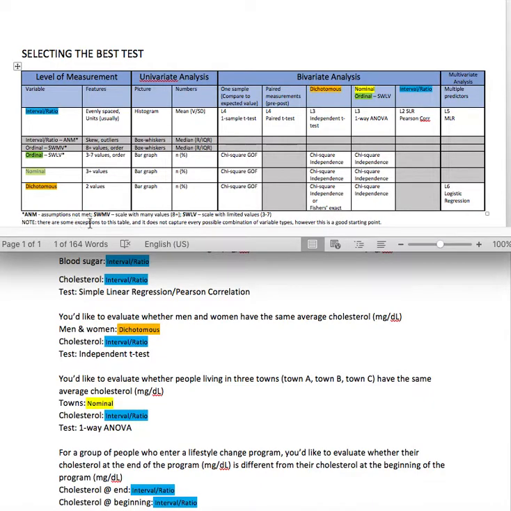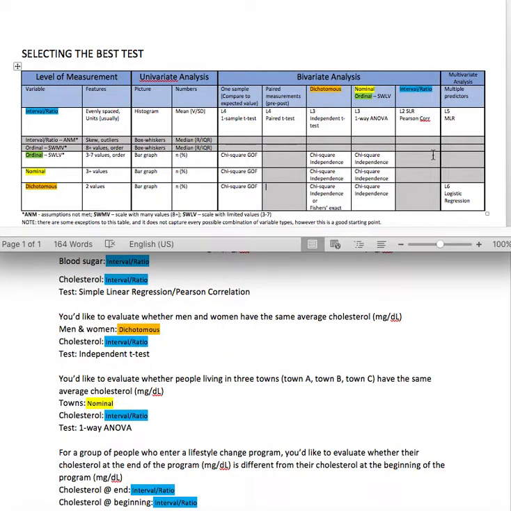The last caveat, and I forgot to mention this when we went over this table earlier, is that there are some exceptions to this table. It doesn't capture every possible combination of variable types. Clearly, we didn't fill in some of the shading where there are actually tests. There's a test here that we didn't talk about that you're not required to know about. Everything in life doesn't neatly fit into little cubby holes. And so this really is a really good starting point for how to think about the different tests.